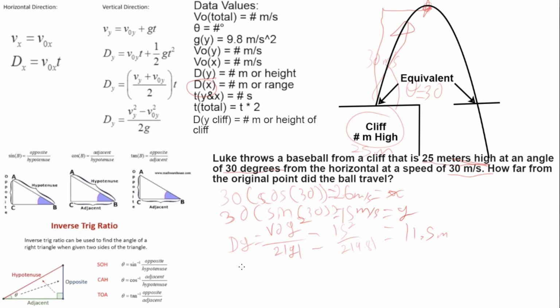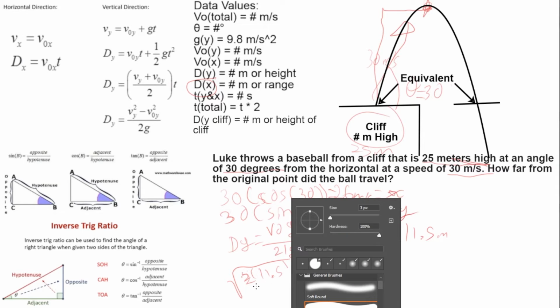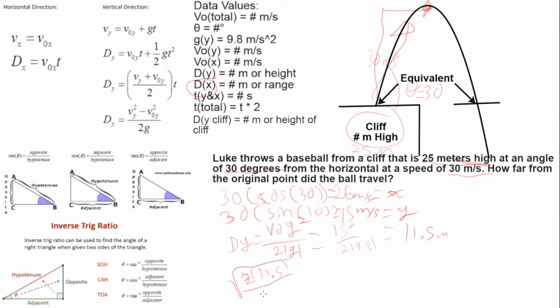Now that we know it's about 11.5, we can put it into our time equation, which is the square root of 2 times d y, in our case 11.5, over 9.8, because that's what gravity is. So we solve: 2 times 11.5, divided by 9.8, and then square root that value. We get about 1.53 seconds to reach max height.